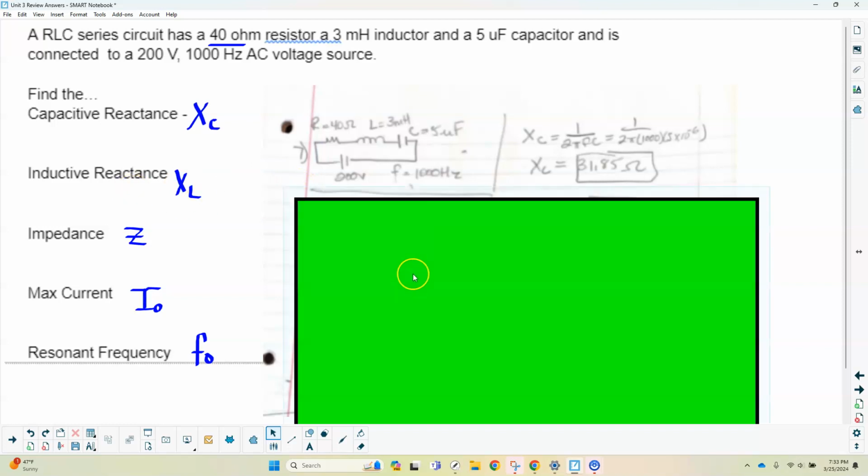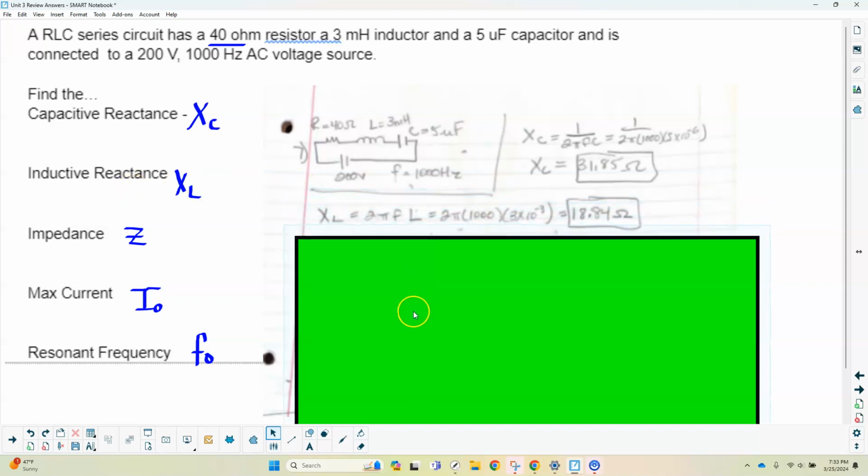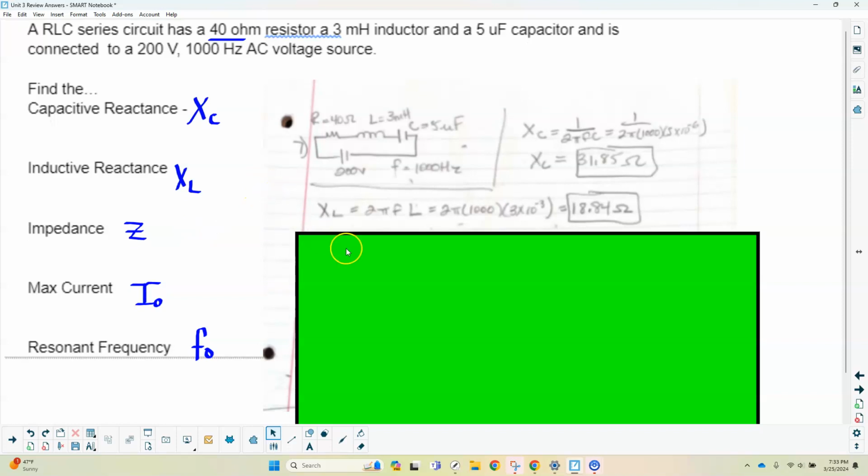For the inductive reactance, it's a different formula. It's 2 pi F times L. So 2 pi times 1,000. L is 3 times 10 to the negative third because it's milli. If you do that math, you get 18.84. So those are the two values for the reactances.